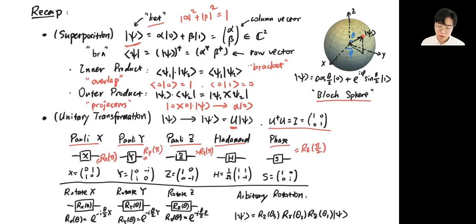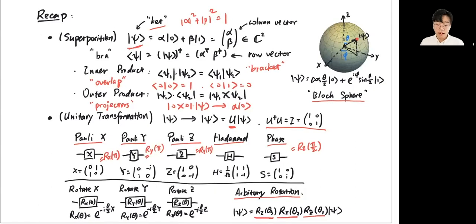We also learned from last lecture that we can represent arbitrary rotation about arbitrary axes as a composition or a sequence of Z and X rotations. In particular, we can think of an arbitrary rotation as first a Z rotation with some angle, followed by an X rotation, and finally another Z rotation.